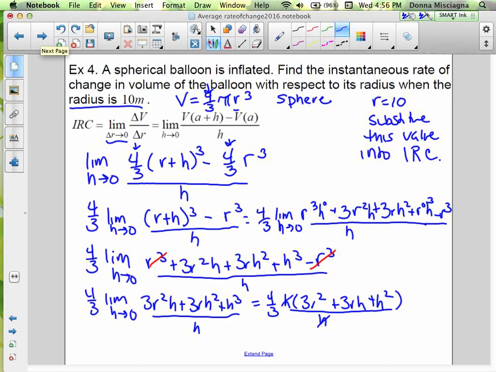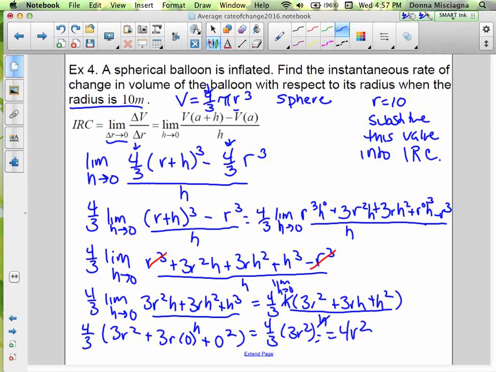That will cancel, right? And, oops, I forgot to write the limit. Limit as h goes to 0. So now let's plug in the 0. I'm still not going to distribute this 4/3 yet. So we have 4/3 times 3r squared plus 3r times 0 plus 0 squared. Notice that the only thing left is the 3r squared. So we have 4/3 times 3r squared. Those 3's will cancel, so that's 4r squared.